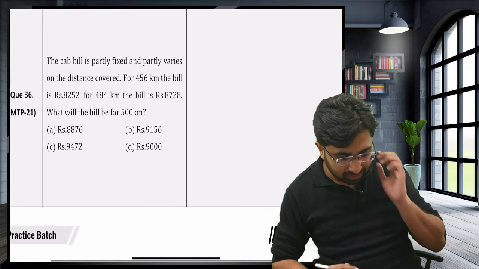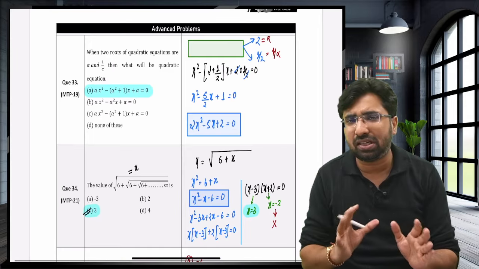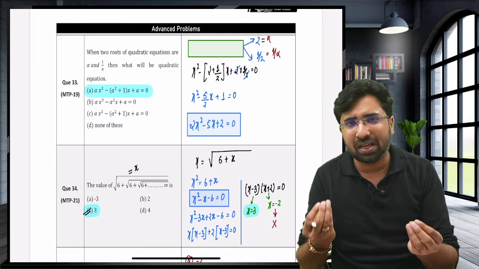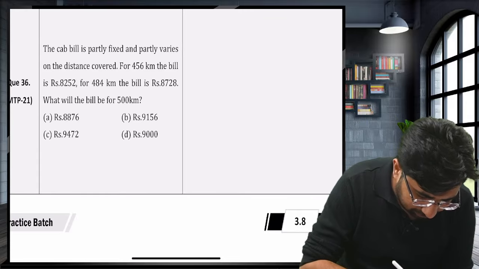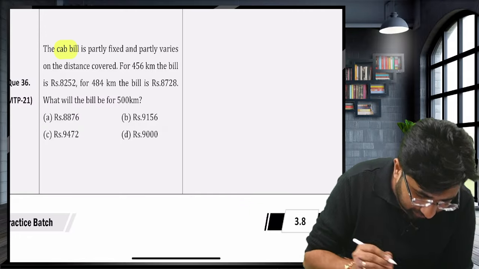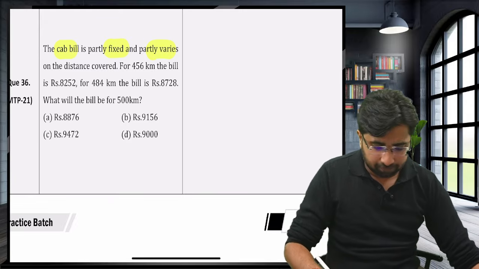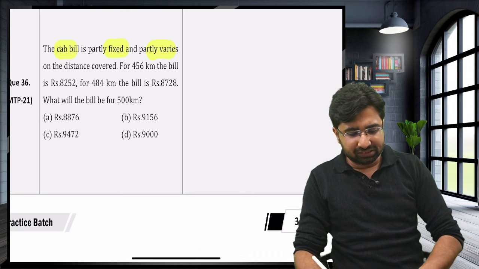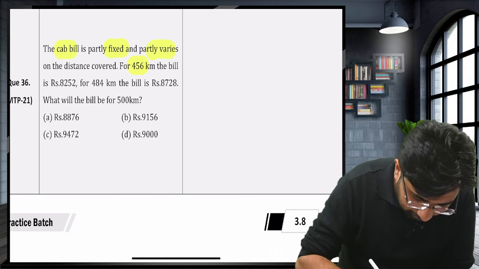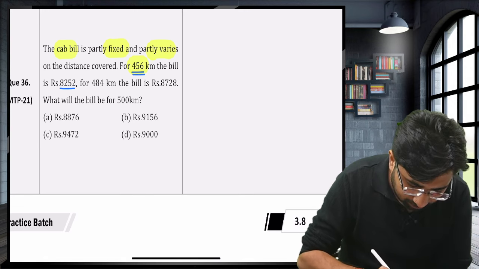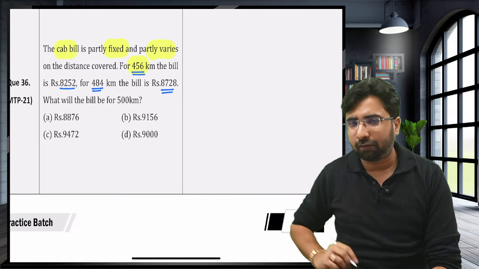Now, guys, a very easy question, a word problem. We are solving miscellaneous questions, advanced miscellaneous. Any category can come, randomly. Now, let's look at this question. A car bill is partly fixed and partly variable on the distance covered. For 456 kilometer, this is the bill, and for 484 kilometer, this is the bill. They are asking the bill for 500 kilometer.